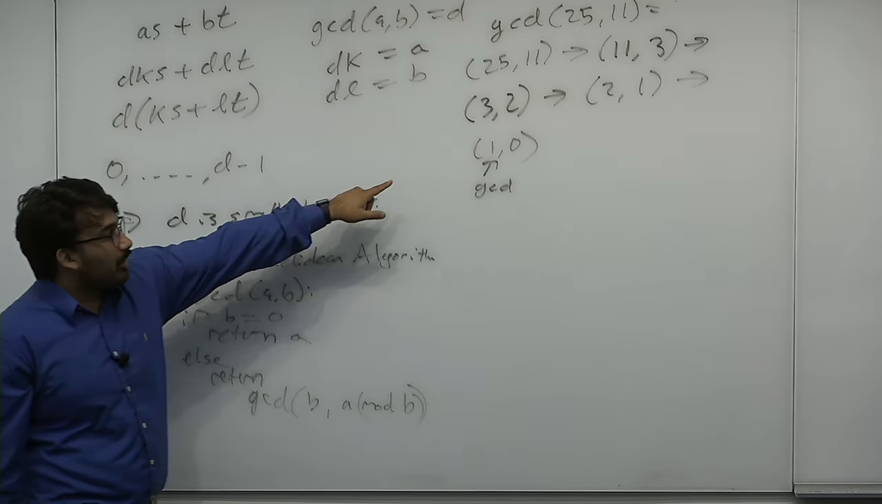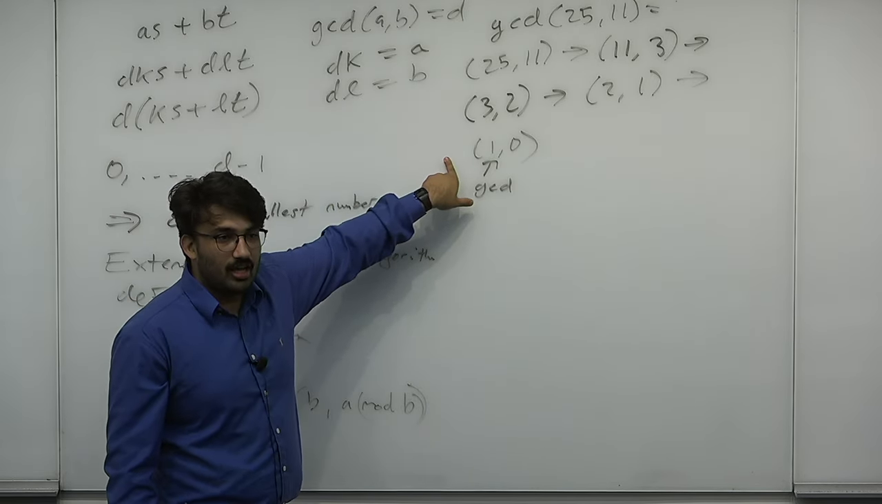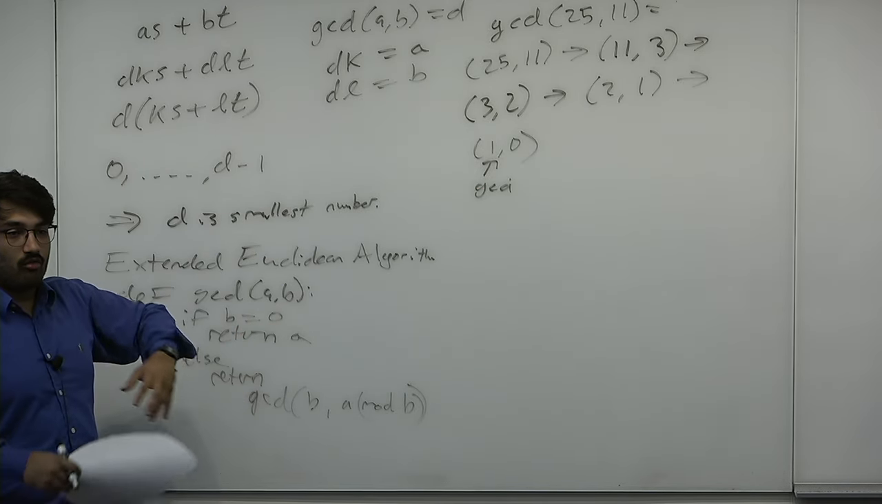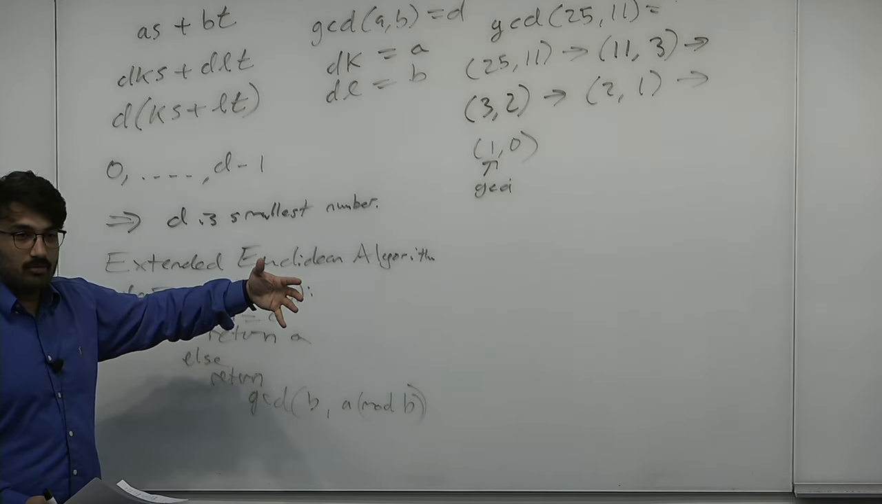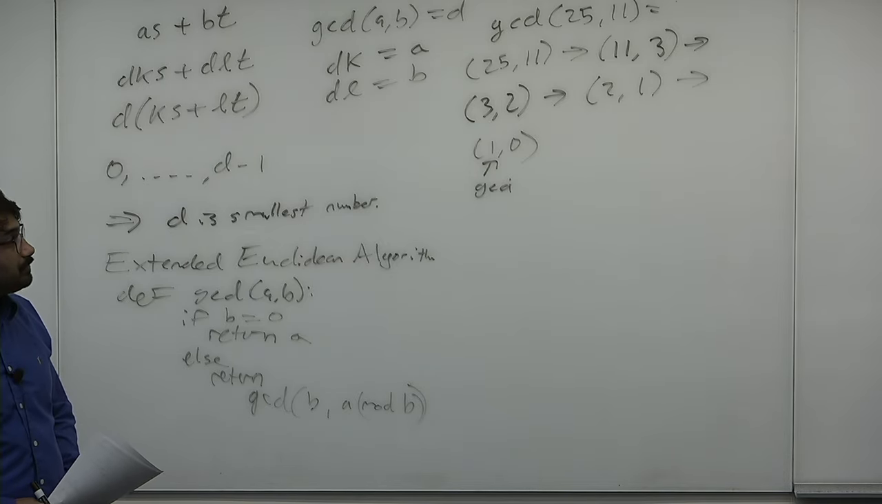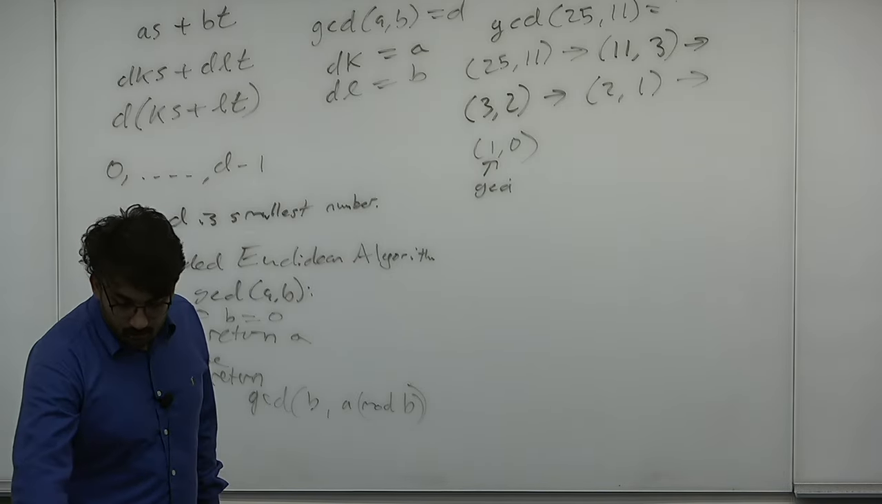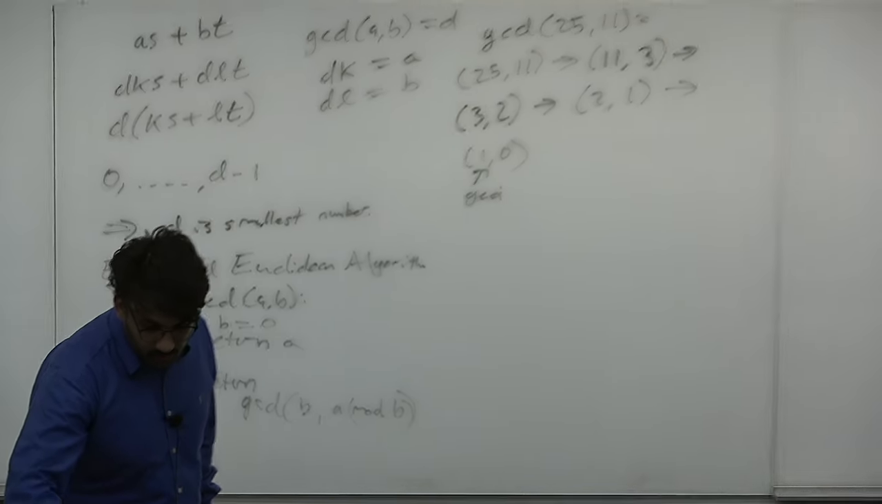We're going to start with the pair 1, 0, which is the GCD and 0, which is the return answer. And then we're going to reverse execute the algorithm to get us back to a linear combination of 25 and 11. So, of course, it'll make sense when we illustrate it.